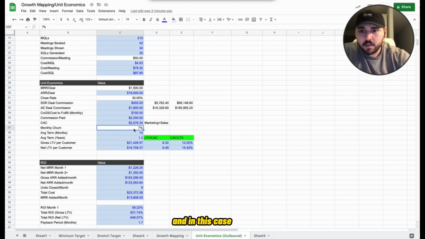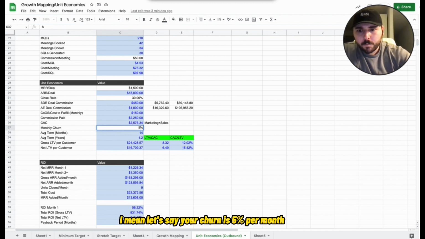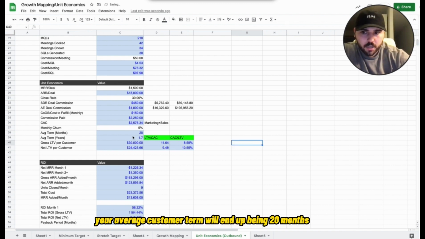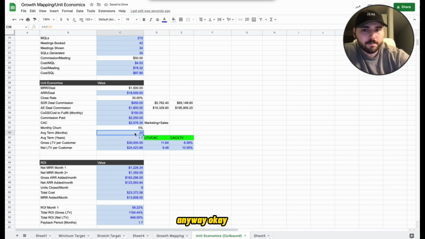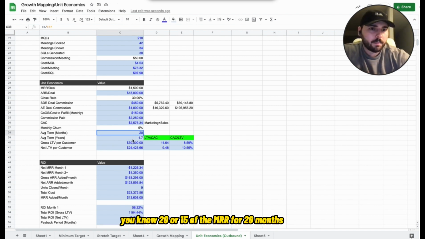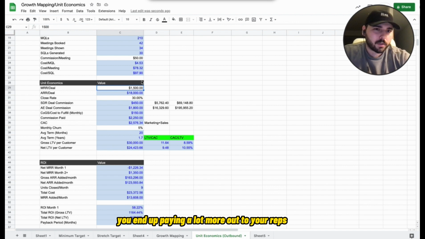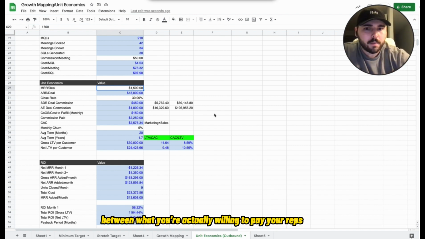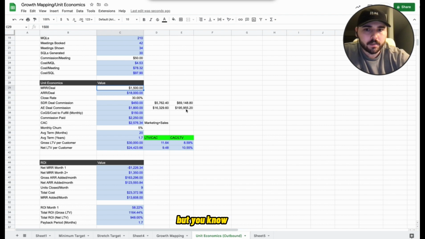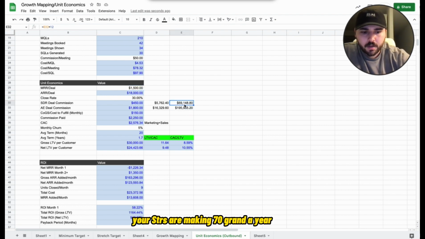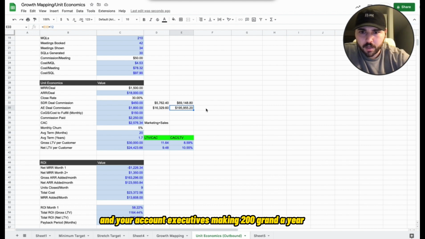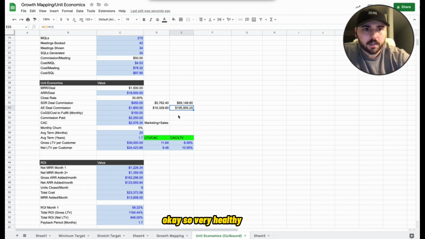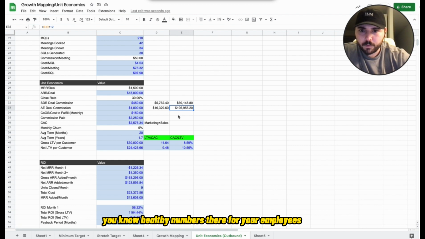And in this case, let's say your churn is 5% per month. Your average customer term will end up being 20 months anyway. So imagine having to pay 20% or 15% of the MRR for 20 months. You end up paying a lot more out to your reps, which is not necessarily a bad thing, right? But you need to find the balance between what you're willing to pay your reps and what they're happy with, and so on and so forth. But in this scenario, your SDRs are making 70 grand a year, and your account executives are making 200 grand a year. Okay, so very healthy numbers there for your employees.